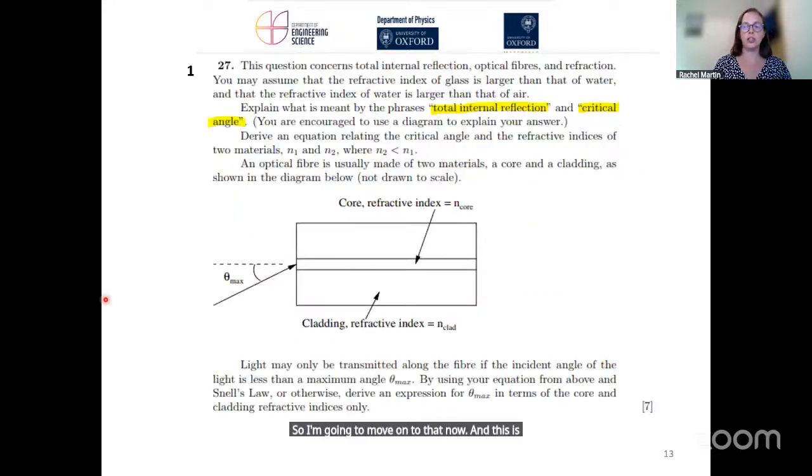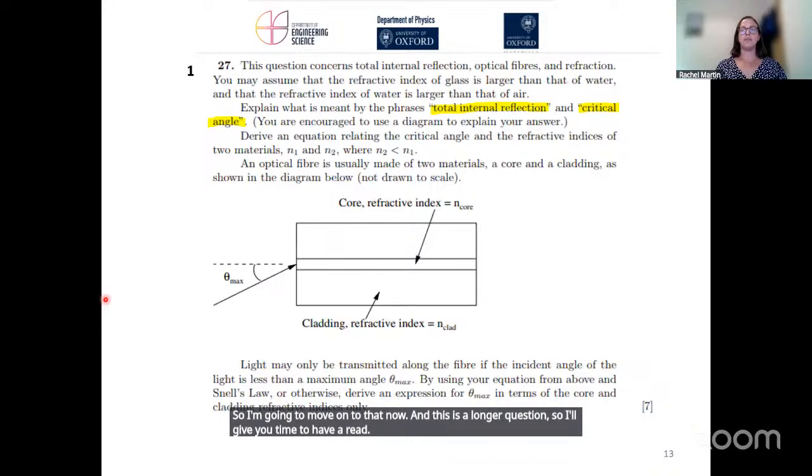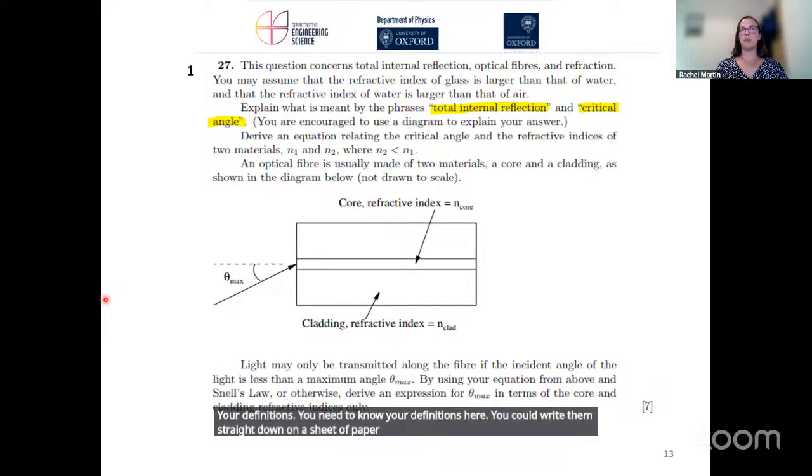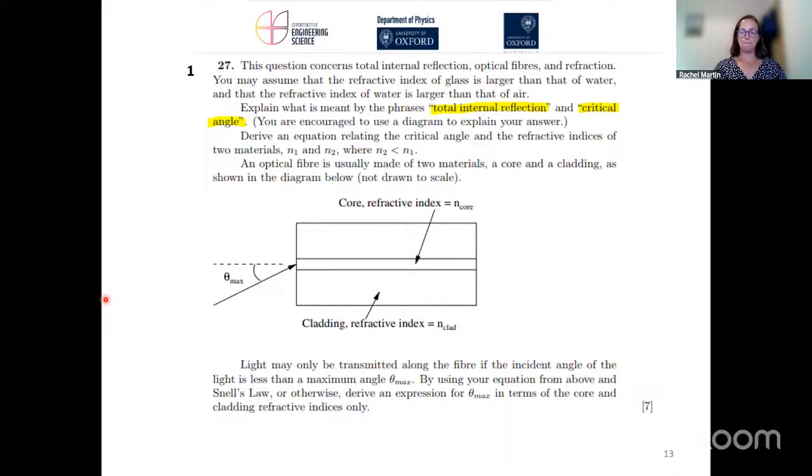And this is a longer question, so I'll give you time to have a read. The first two are definitions that are highlighted. So try and write your definitions. You need to know your definitions here. You could write them straight down on a sheet of paper. If you want to type them into the chat, you can. Will, good attempt, but try and be a bit more specific. Can you possibly use another set of keywords in your answer?